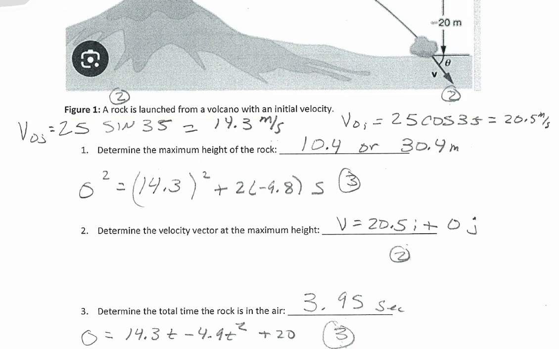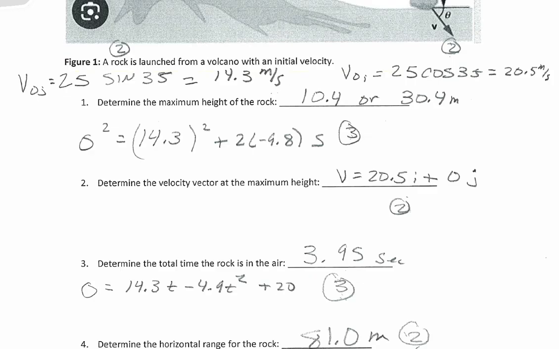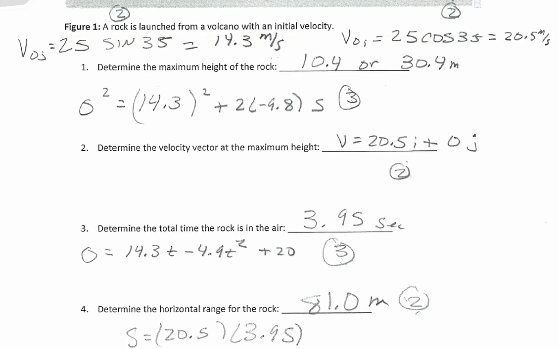All right, continue. Determine the velocity vector at the maximum height. Well, I'm going to leave that in ij notation. So our final velocity at maximum height is 0 in the y direction, or j direction. Therefore, my answer is velocity is 20.5 meters per second i. There's only the x direction velocity at max height. So 20.5 meters per second i plus 0 meters per second j.